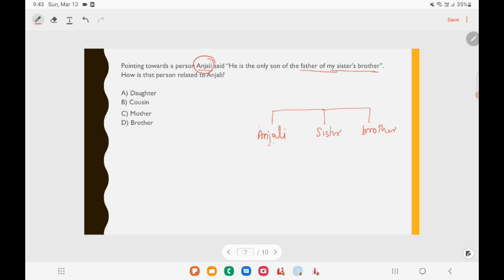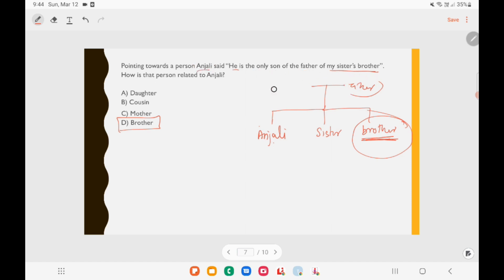Then the father of my sister's brother, that means their father, so it will come like this, father. So he is the only son of the father, so who is the son of this father? It is Anjali's brother and it's the only son, so that means Anjali is talking about this person, right? And how is that person related to Anjali? It's her brother. So option D is the right answer. So this is one way to approach this question, just start from the end. Now the second way to approach this kind of question is to think about your own family. So let's say that Anjali is you, just think that Anjali is you.